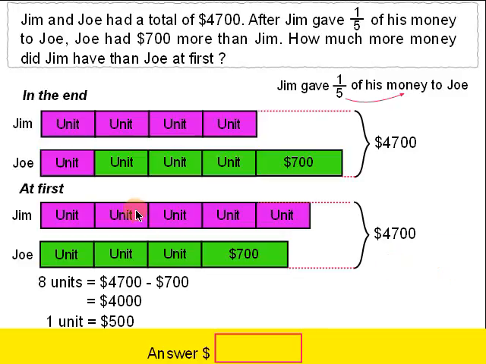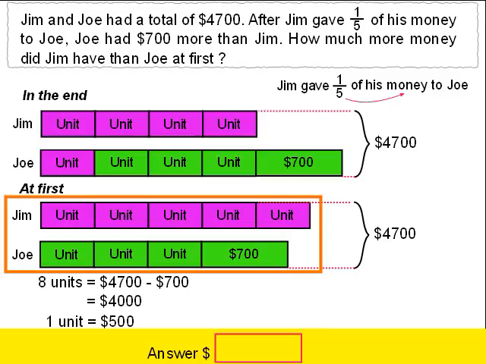Now the question is, how much more money did Jim have than Joe at first? So we look at the models at first. Jim had 1, 2, 3, 4, 5 units, whereas Joe has 3 units and $700. One thing you can do is cancellations. By looking at the first model, we cancel away 3 units from Jim and 3 units from Joe. So Jim would have 2 units and Joe would have $700.